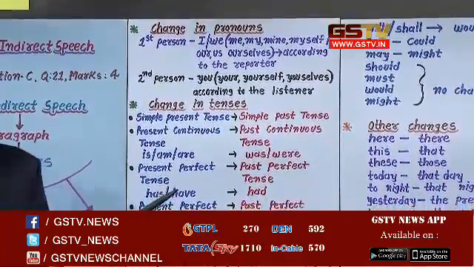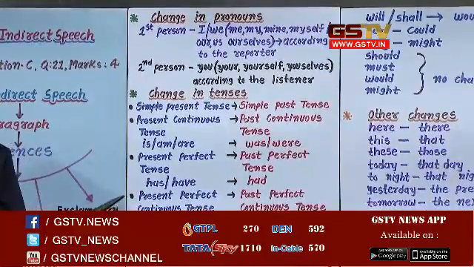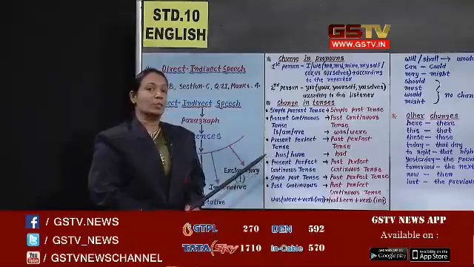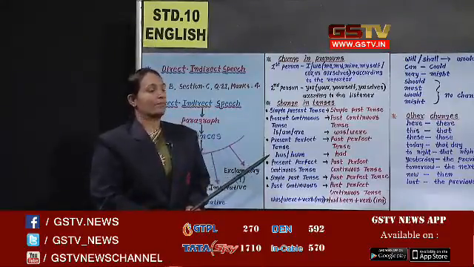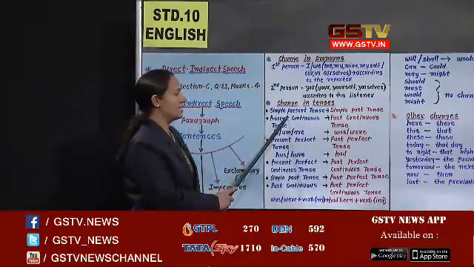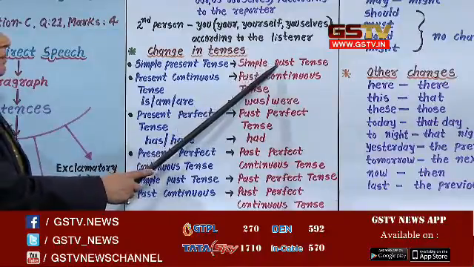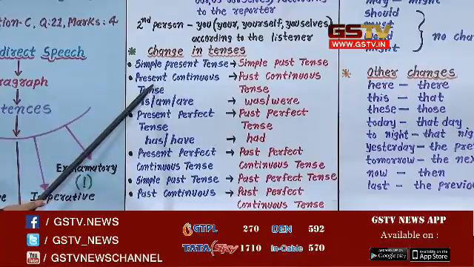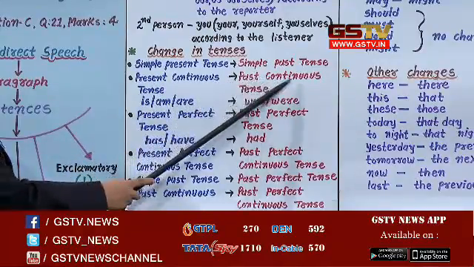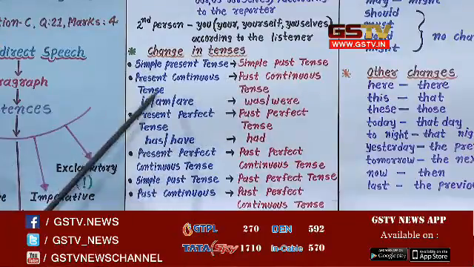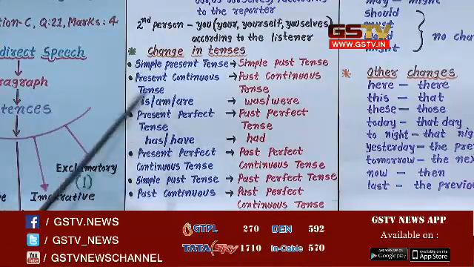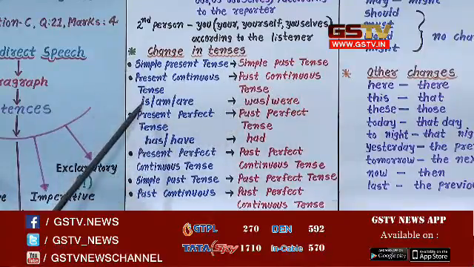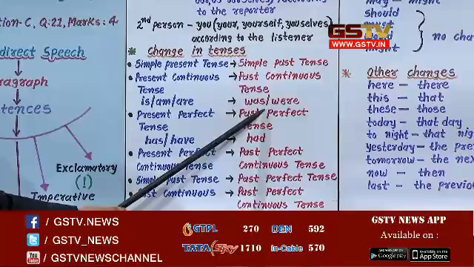There are types of tenses we have already discussed previously. So when there are tenses, which tense will change into which tense? If it is simple present tense, then it will be converted into simple past tense while we are converting into reported speech. If it is present continuous, then it will be converted into past continuous. So you can see that when we are converting from present continuous into past continuous, the changes will be: is, am, are converted into was, were.